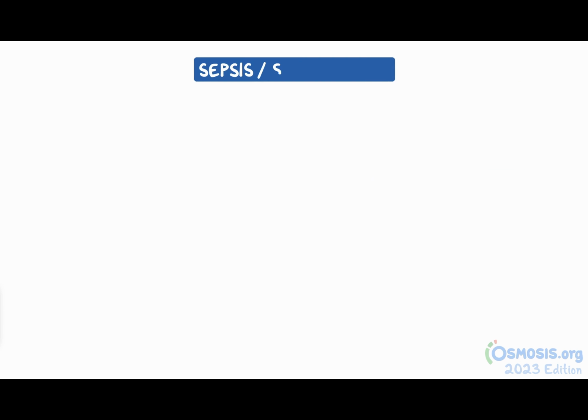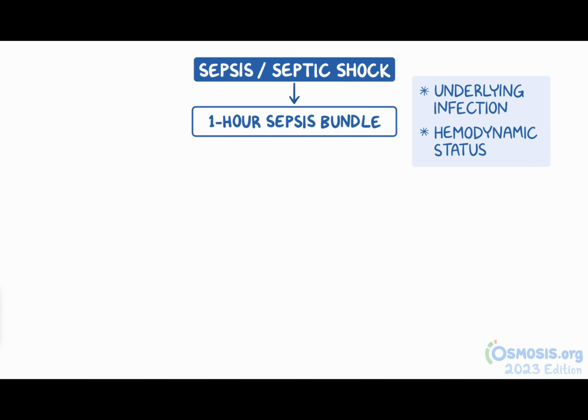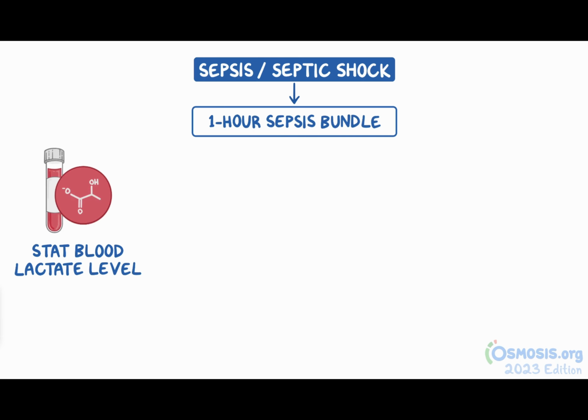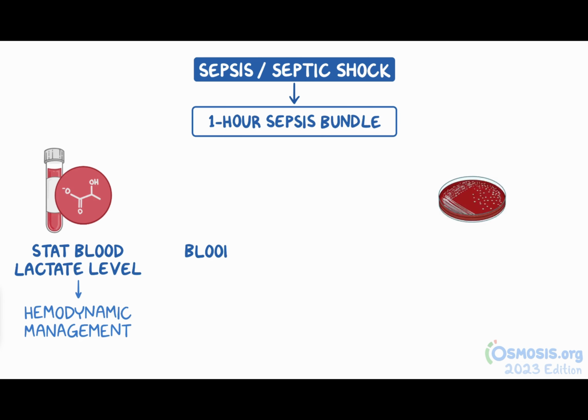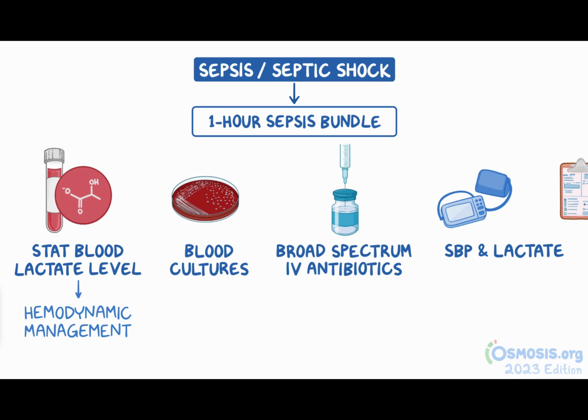Now that sepsis or septic shock has been identified, there are several tasks, known as the 1-hour sepsis bundle, that you'll need to complete. These measures are to ensure that the underlying infection and hemodynamic status are addressed quickly, as failure to do so can result in disastrous outcomes for your patient. First, measure blood lactate levels STAT, which will be used soon to help guide hemodynamic management. Second, collect blood cultures, after which you will begin broad-spectrum IV antibiotics. Finally, focus on the SBP and the lactate level results.